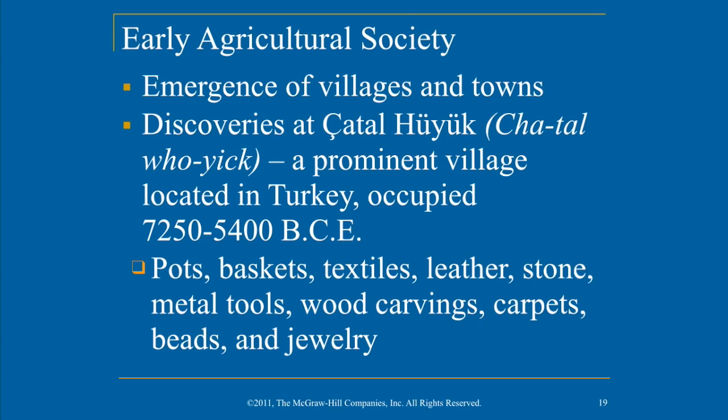This early agricultural society starts to develop towns and villages. These are smaller groups of people that have banded together. We have the discovery of this place called Katalhöyük, a prominent village in Turkey. It was occupied from 7250 BCE to 5400 BCE.